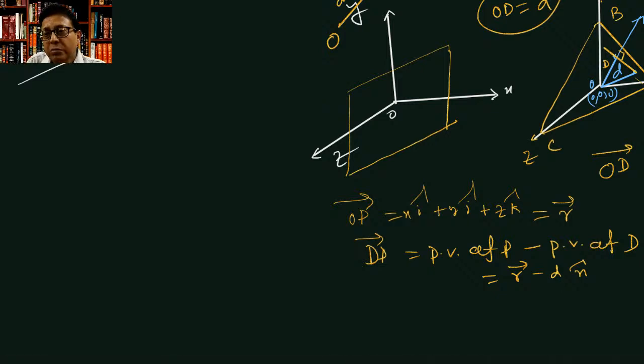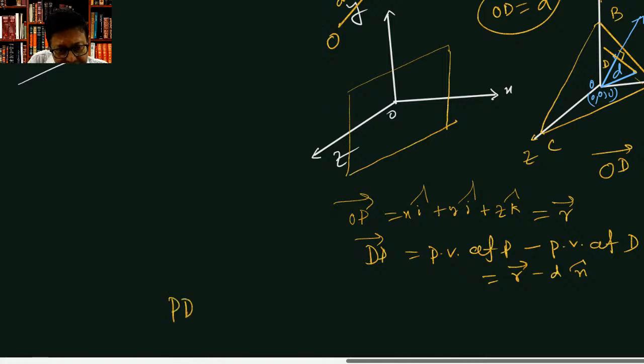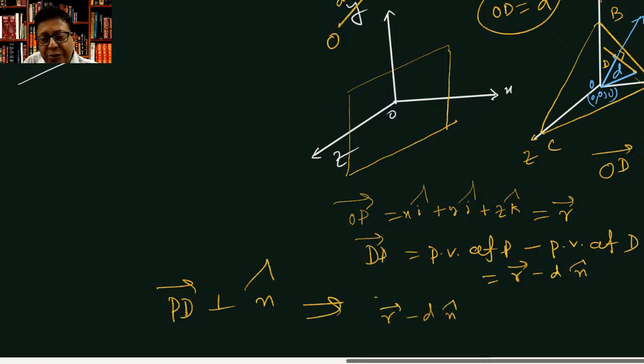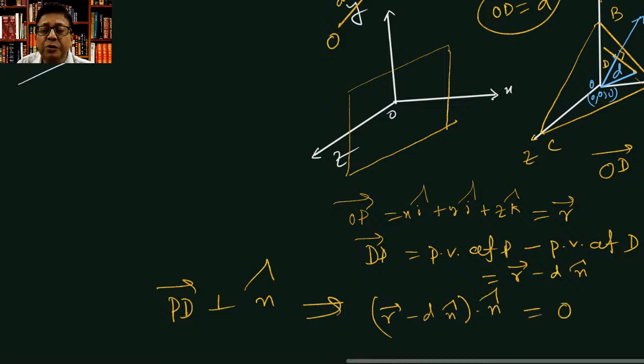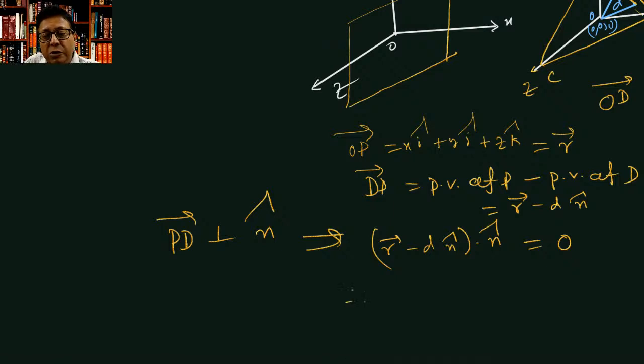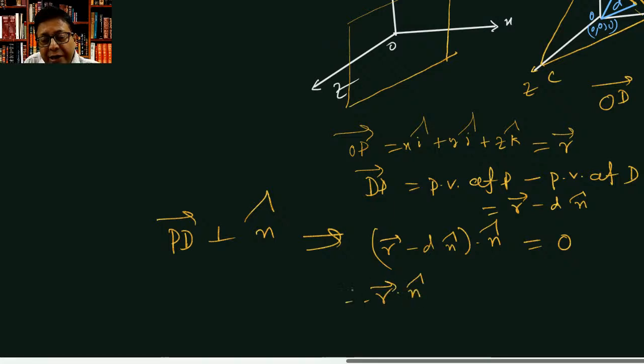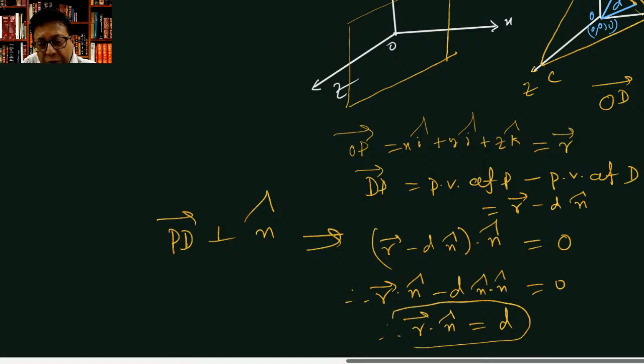So, PD is perpendicular to n cap. By using the dot product concept, R minus D n cap dotted with n cap should be equal to 0. So R dot n cap minus D equals 0. So R dot n cap equals D. This is the vector equation of a plane.